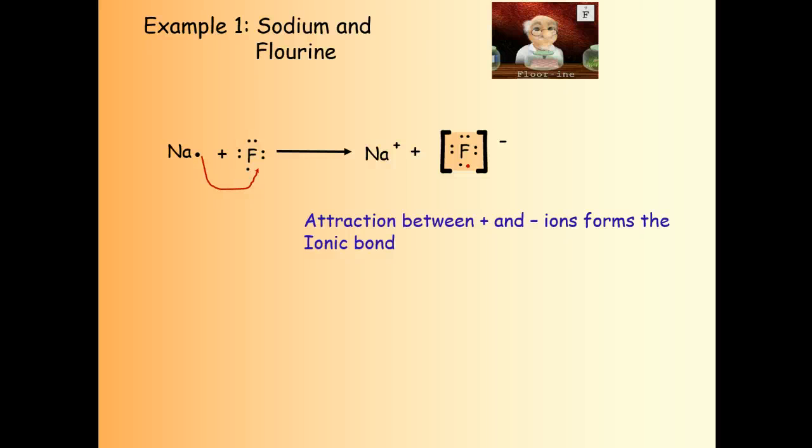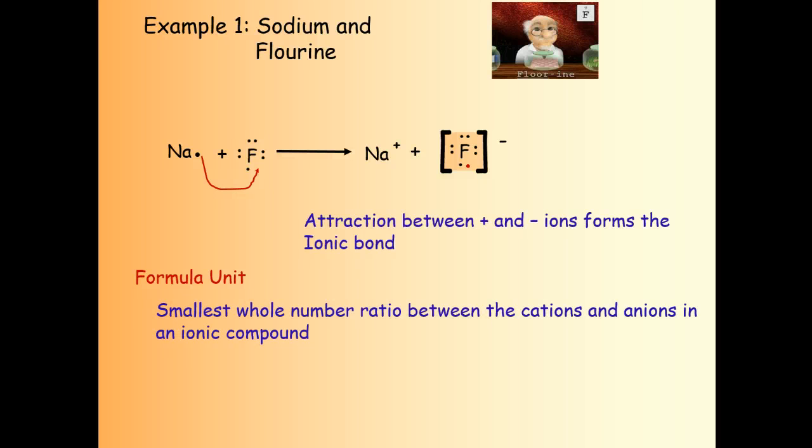And we show that by writing a formula unit. Formula unit basically is the chemical formula for that ionic compound. But the definition for it is the smallest whole number ratio between the cations and the anions in the ionic compound. And it's just written like this. So sodium, we're not going to put a subscript because we are showing that there is only 1 sodium ion that was formed for every 1 fluorine ion. And that is the formula unit, or the chemical formula for an ionic compound between sodium and fluorine.